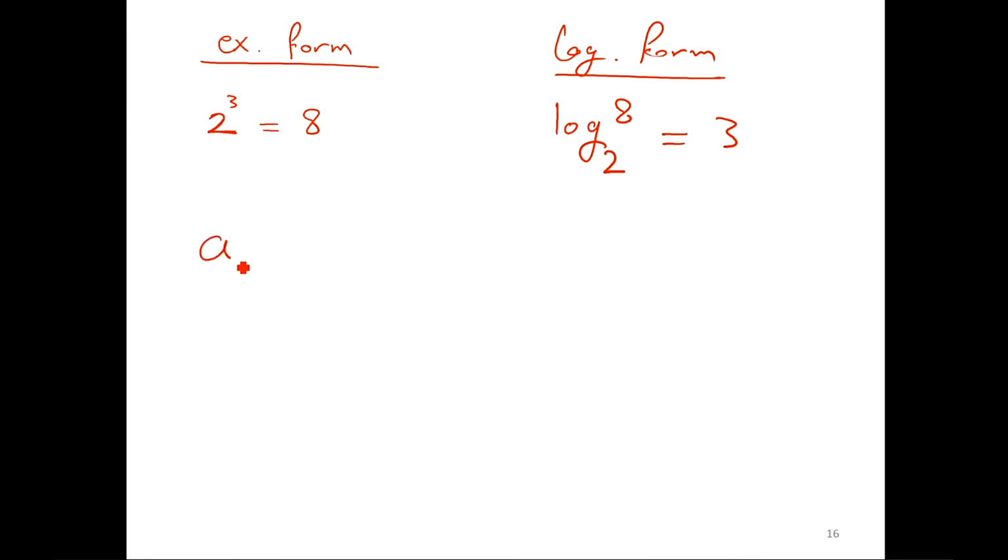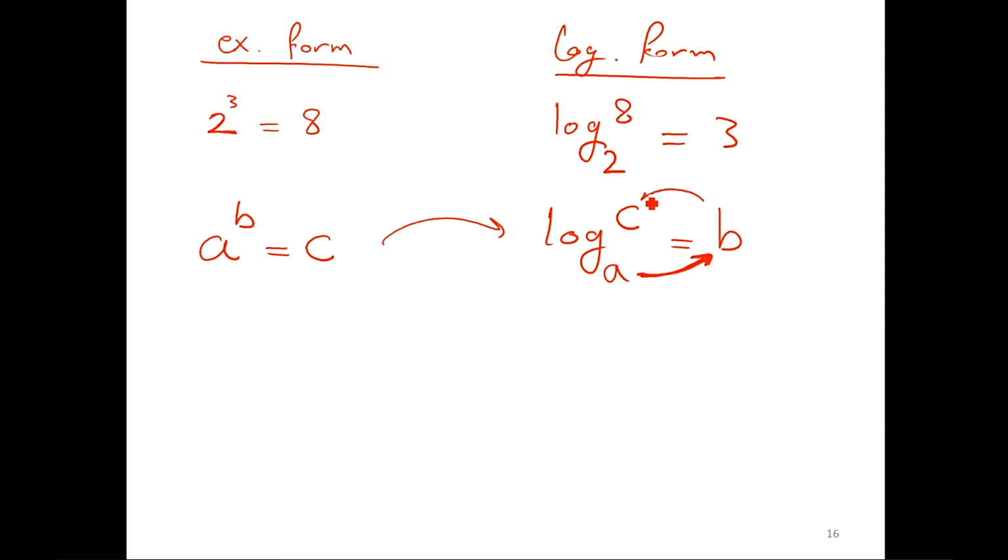So if we have a to the power b equals c, we can convert this to logarithm c to base a equals b. Okay? Like this. Look at this: a to the power b equals c. 2 to the power 3 equals 8.